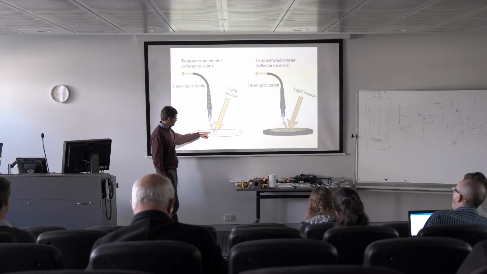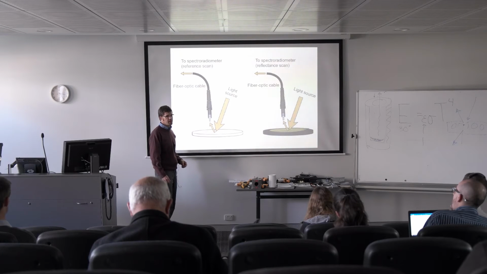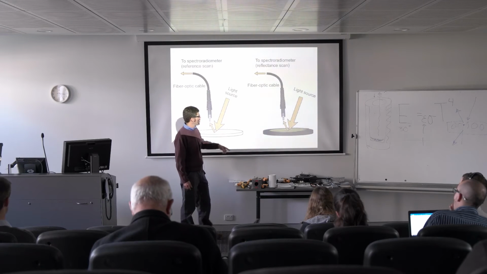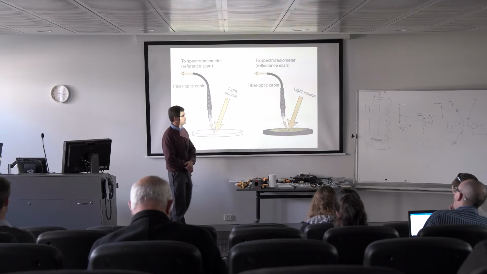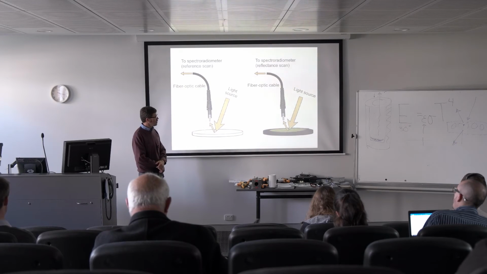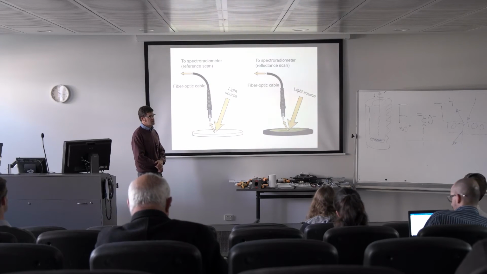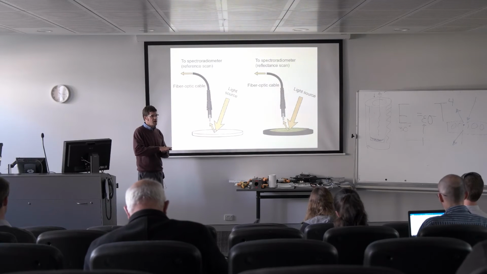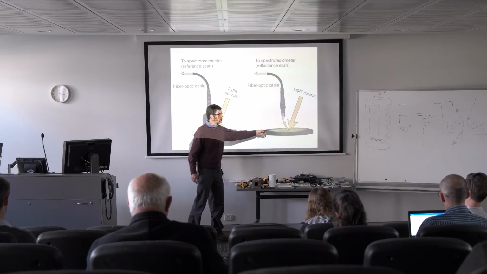Once we get our reference measurement, the denominator of the reflectance equation, then we can put the sample under the light source and measure the reflectance from the sample. And you'll notice we have to have some kind of flat black background behind the sample.